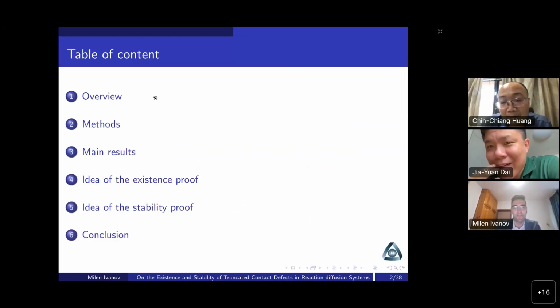First I'm going to give an overview of what a contact defect is, what it means to truncate a contact defect, and so on. I'm going to explain what the problem was. Then I'm going to discuss some methods, like the methods of spatial dynamics, to see how we decide to view the problem in certain lights, and then I'm going to tell you our main results. Finally, I'm going to discuss the ideas of the existence proof and of the spectral stability proof, and then we can conclude and have a discussion.